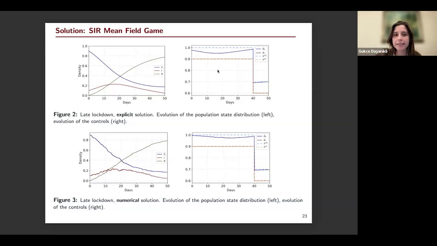So what we see is that on the top plots, we have the explicit solution. This problem can be solved with the finite difference scheme if you look for the HJB and KFP equations also. And at the bottom, we have the solution of the numerical approach. And we are able to see that our numerical approach is good at mimicking the explicit solutions.